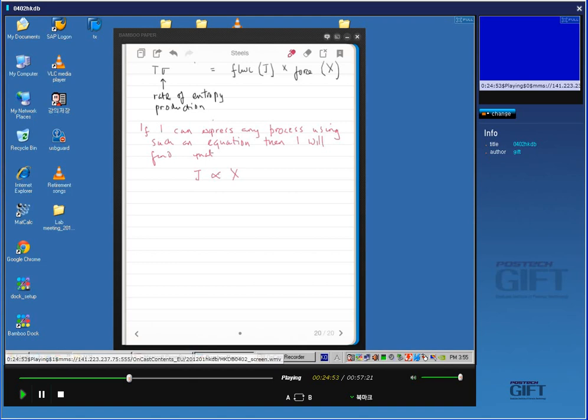the J would represent the diffusion flux. So for example, J is a diffusion flux. Then X would be a chemical potential gradient. So it's d mu by dz, where mu is the chemical potential.